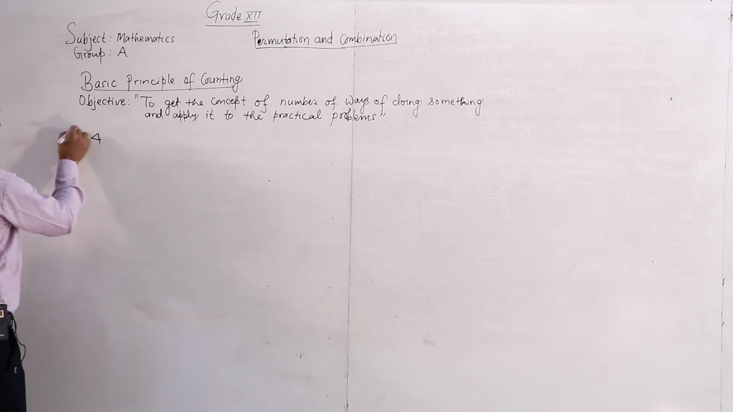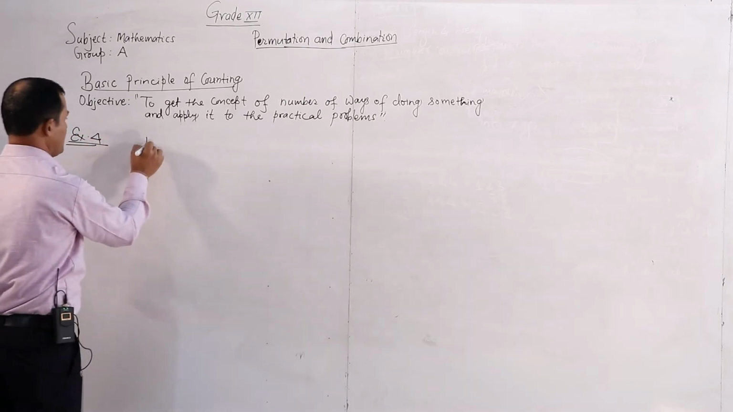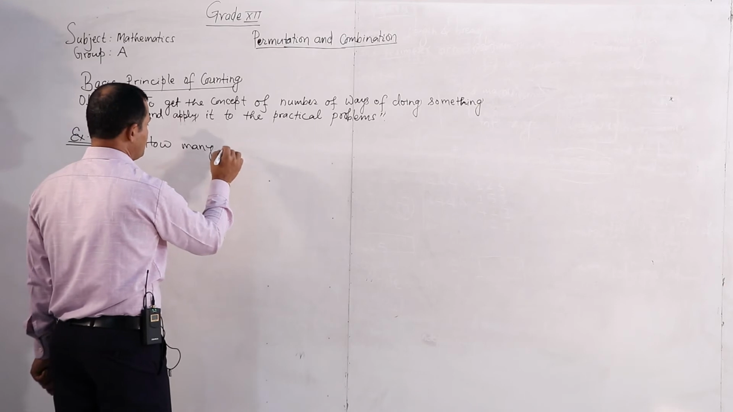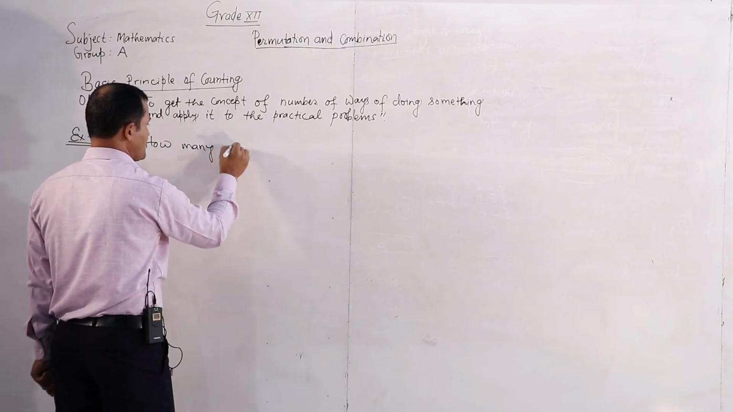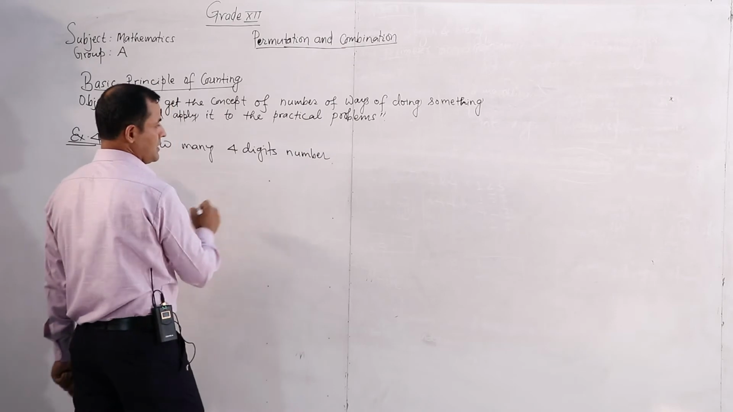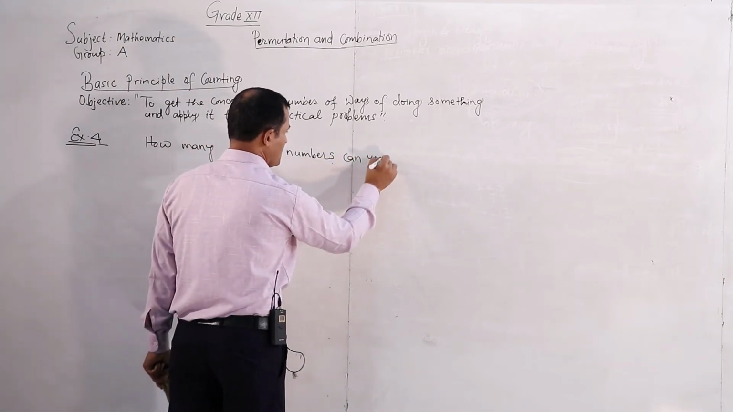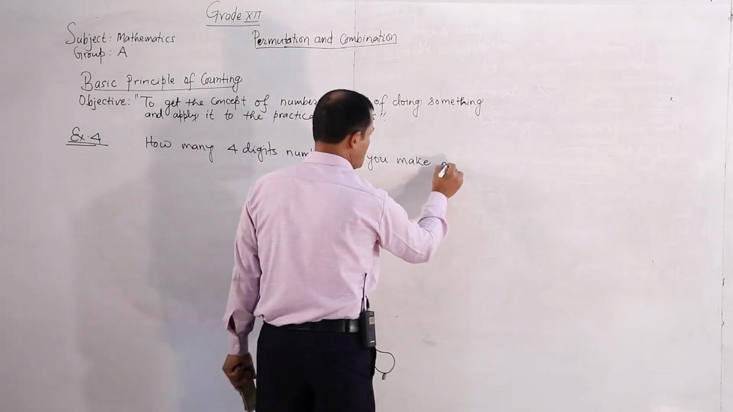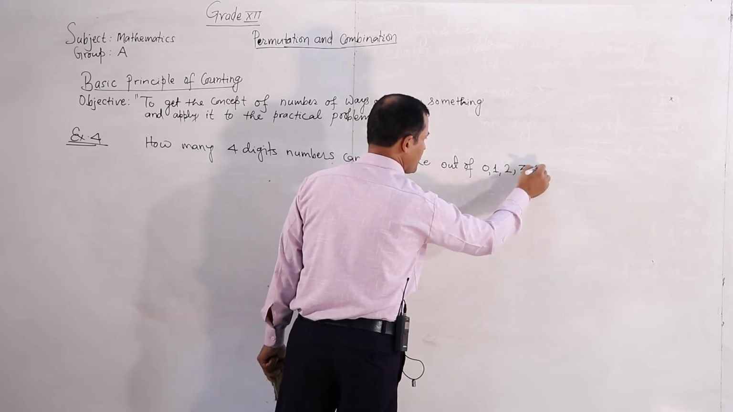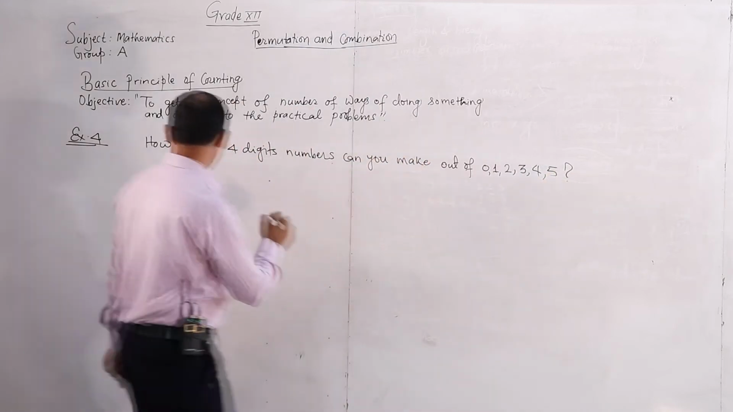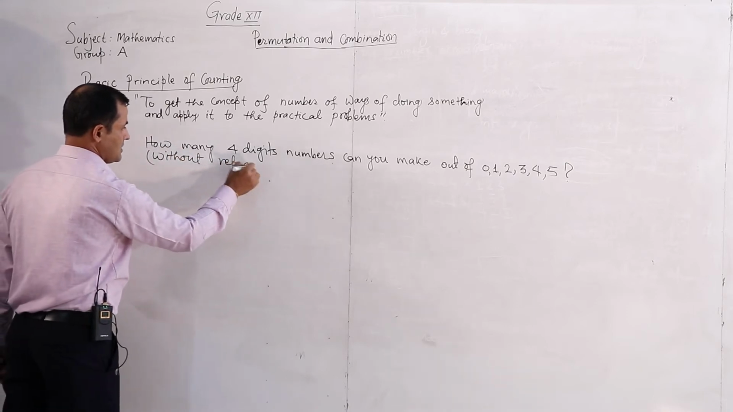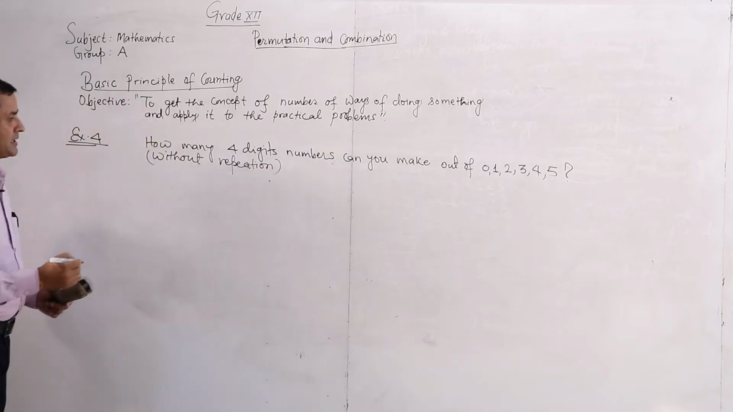Example 4. How many 4-digit numbers can you make out of 0, 1, 2, 3, 4 and 5 without repetition?